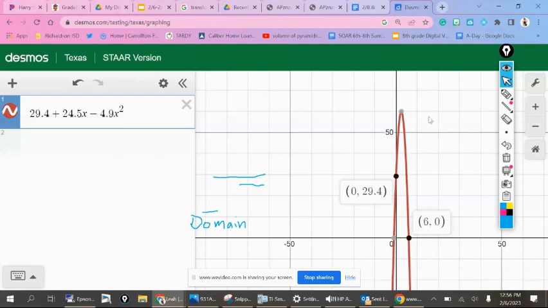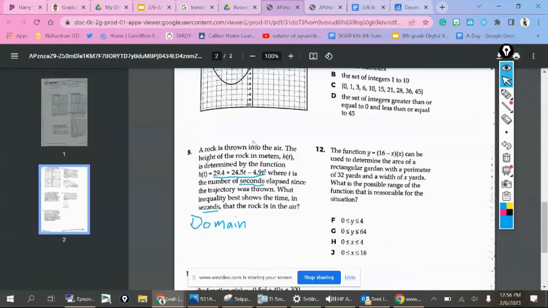So that's how long they were in the air. Well, let me actually keep the dots. That's really nice. They were in the air for 6 seconds, because that's how many seconds they were in the air. So we're going to put 6 seconds. Or you can do the domain: 0 traveled across the x-axis and then stopped at 6 seconds.